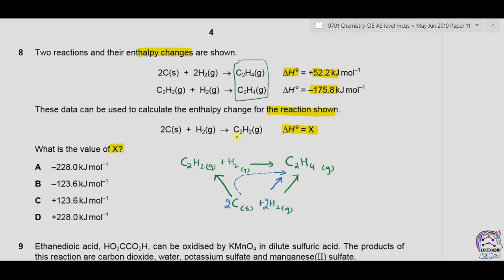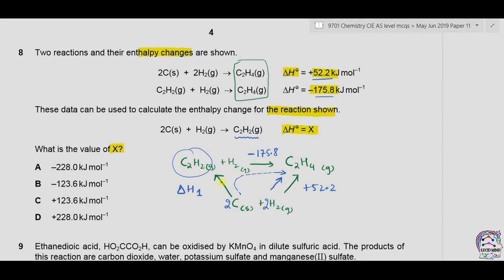Now we have to calculate the enthalpy change, that is in the formation of C2H2 from carbon solid and hydrogen gas. So this is this one. So therefore this arrow is the one that we are going to find. Let's give it value del H1. For second arrow we can see that C2H2 combines with hydrogen to form this product, and the enthalpy change is already given, which is negative 175.8. So we can write minus 175.8. Third reaction is the combination of carbon and hydrogen to form C2H4 gas. The enthalpy change is already given, which is plus 52.2 kilojoules per mole.